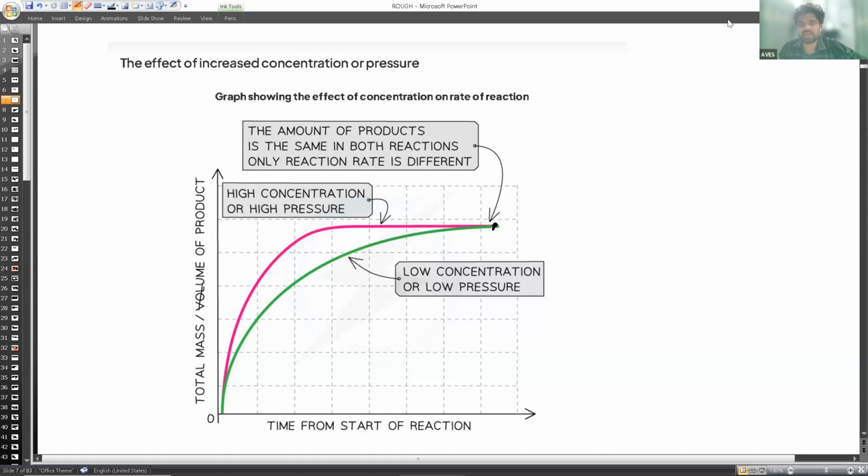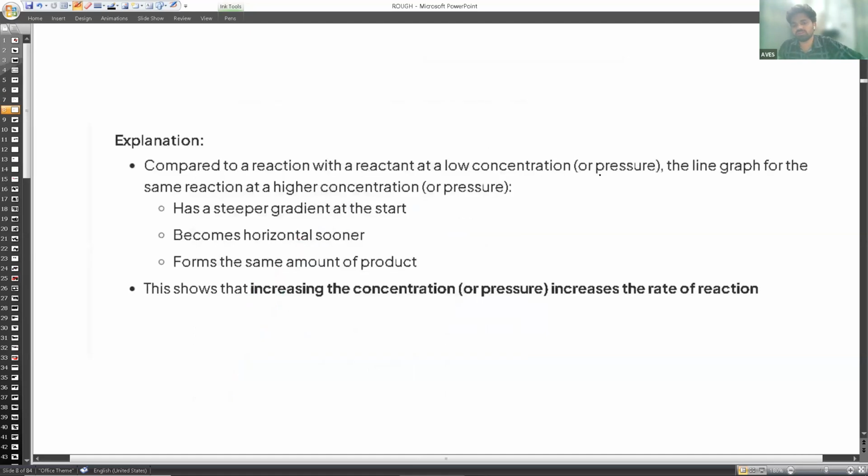Compared to the reaction with reactant at low concentration or pressure, the graph line of the same reaction at higher concentration is higher. Means if you have low pressure, the graph line of the higher pressure is above it, meaning more mass will be produced, and it has a steeper gradient at the start. At the start the reaction will be very fast, but after some time it will be slow. It becomes horizontal sooner and forms the same amount of product.